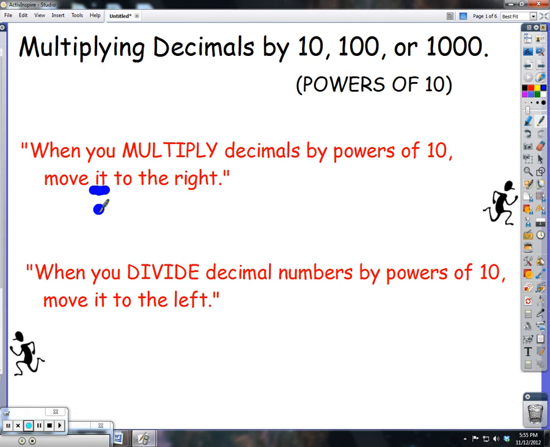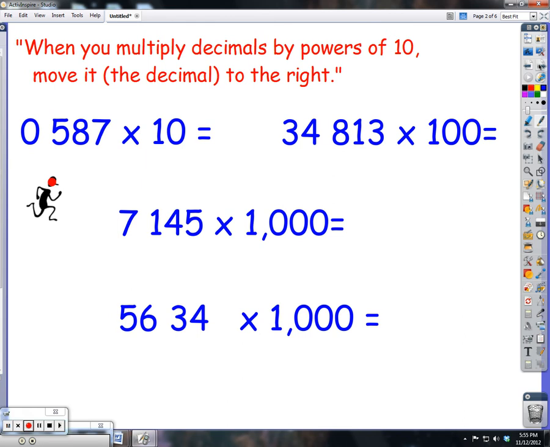Now, this lesson just happens to be totally on multiplying decimals by powers of 10. So, I've got a few examples up here, and we're going to think of the head of the little person as the decimal point. When you multiply decimals by powers of 10, you move the decimal to the right. And if you remember earlier, you move it to the right by how many zeros there are in the number. So you have to count the zeros.